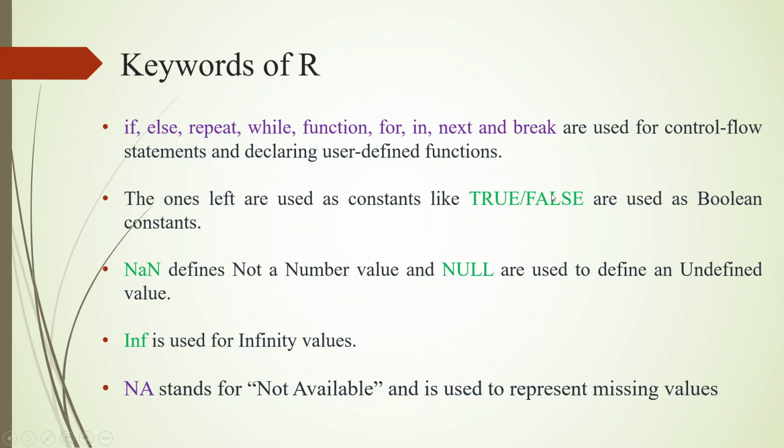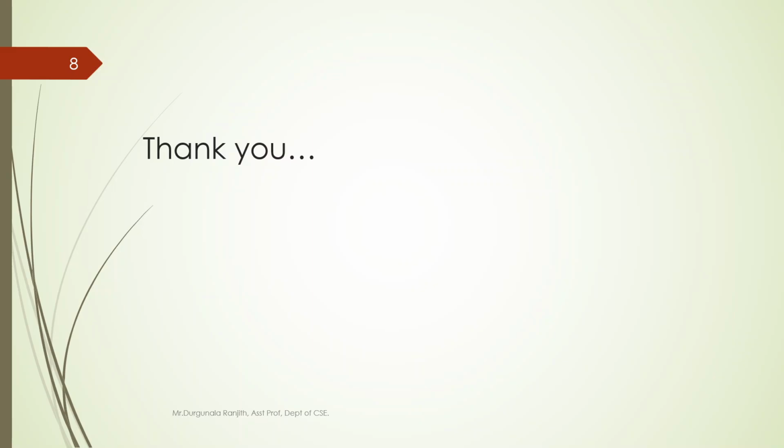And also we have true and false, which are the boolean value constants. We have nan in R programming, which means not a number. And null is an undefined value. These two are the undefined values. Inf represents the infinite value, and na represents not available. Suppose you don't give any value, and at that position there are missing values, then automatically the na keyword will be applicable for that value. It is used to represent missing values. So these are the different keywords that are available in R programming. I hope it is clear. Thank you so much.